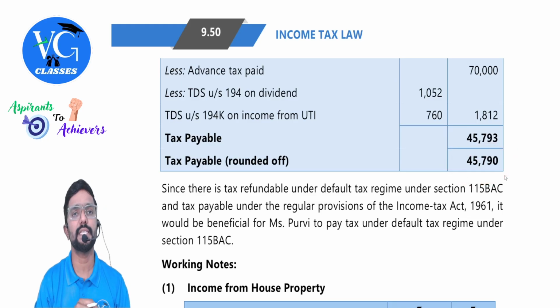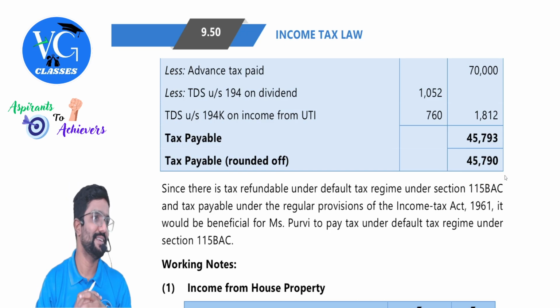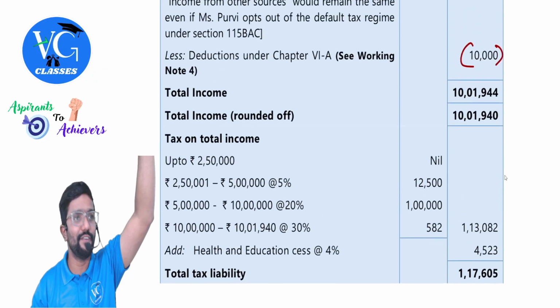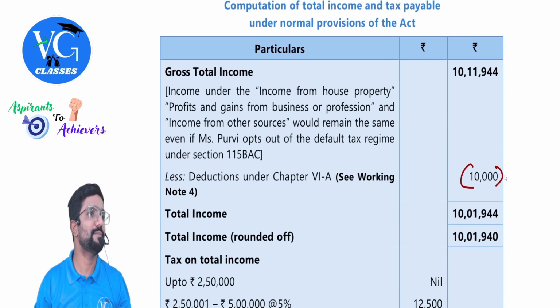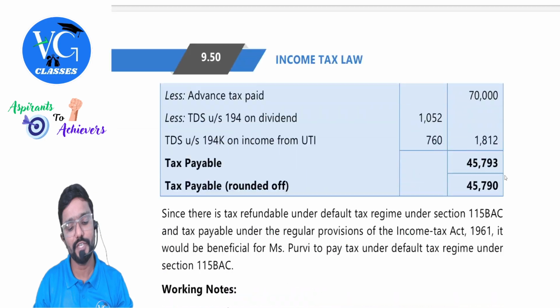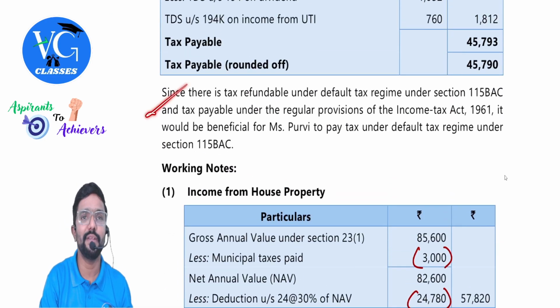After reducing TDS, advance tax, 45,790 under optional scheme. Under default, she will get a refund, whereas under optional, she has to pay more. Which is better? Default. Which is more beneficial? Default. Tell her. Please communicate to her.